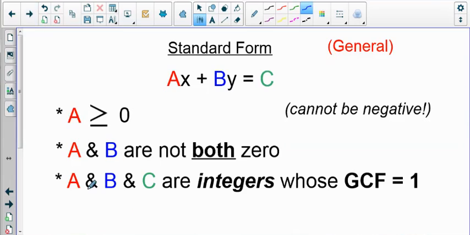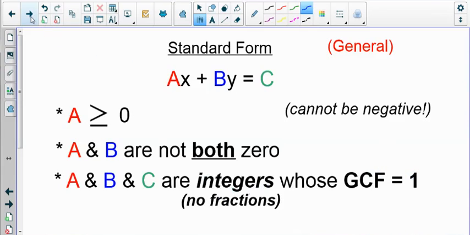And then finally, A, B, and C are integers whose greatest common factor is 1. Now, what does that mean? If they're integers, that's just another way of saying they cannot be fractions. You cannot have fractions in your equation. And what does GCF equals 1 mean? That means it has to be simplified. If they have a common factor other than 1, then they have to be simplified down. So the first term can't be negative, these can't both be 0, you can't have fractions, and it has to be simplified down. And we'll look at a few examples of that in the next video.